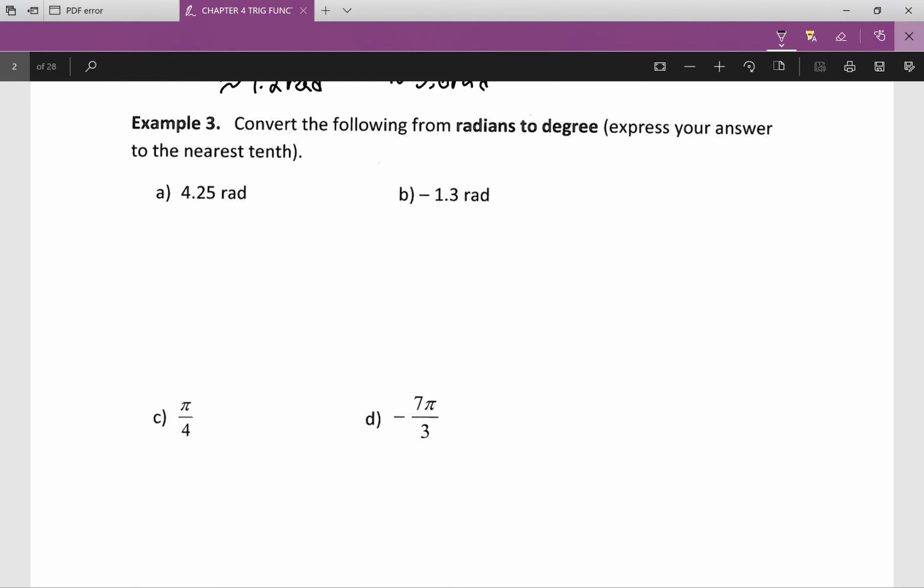Convert the following from radians to degrees. And again, we want to express this to the nearest tenth. So for this, I'm just multiplying by 180 all over pi. So I go 4.25 multiplied by 180 divided by pi, and that would give me 243.5. Negative 1.3 multiplied by 180 divided by pi gives me negative 74.5.